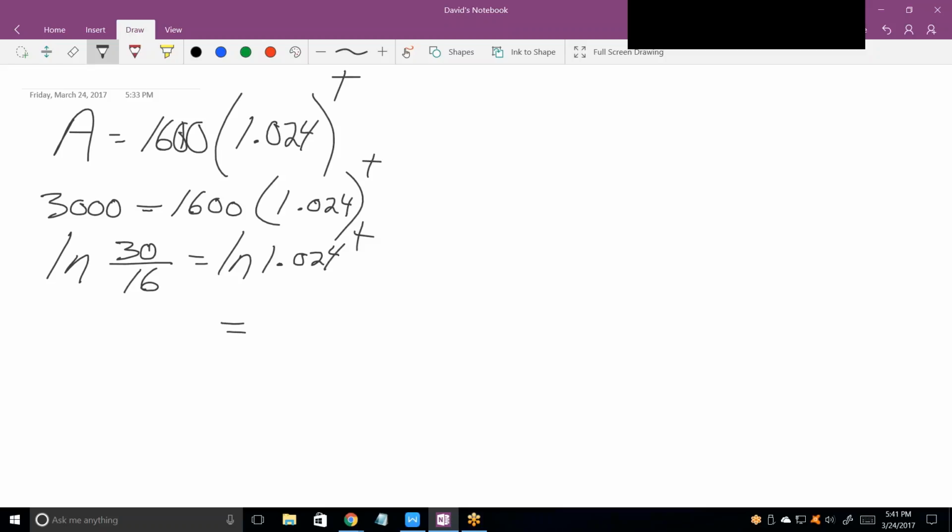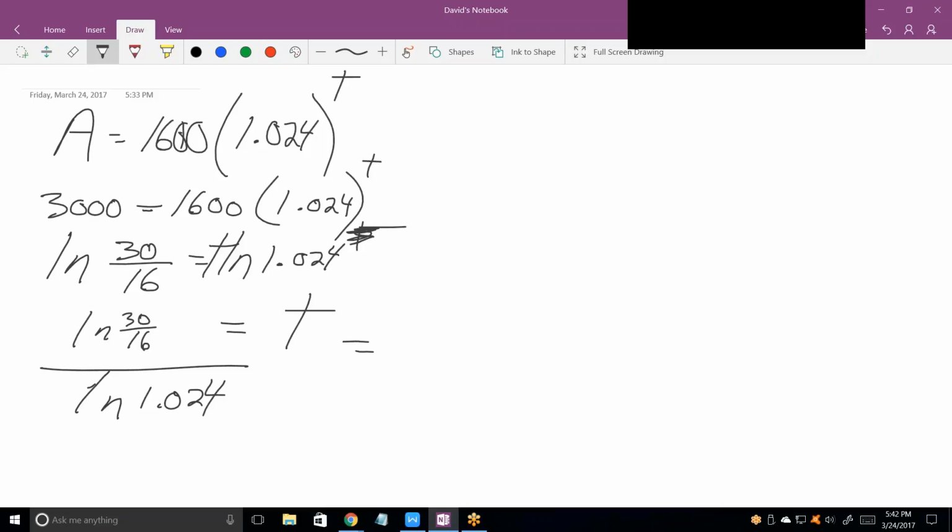Natural log of 30 divided by 16 equals t times natural log of 1.024. Okay, so I'm going to bring the t down like that. Now what's the final thing for t? Natural log of 30 divided by 16, divided by natural log of 1.024. Go ahead and come up with a number if you want on that. Again, this is a little tricky to enter into your calculator. Make sure you use parentheses around that. 26.5 years. Okay, and that makes sense.